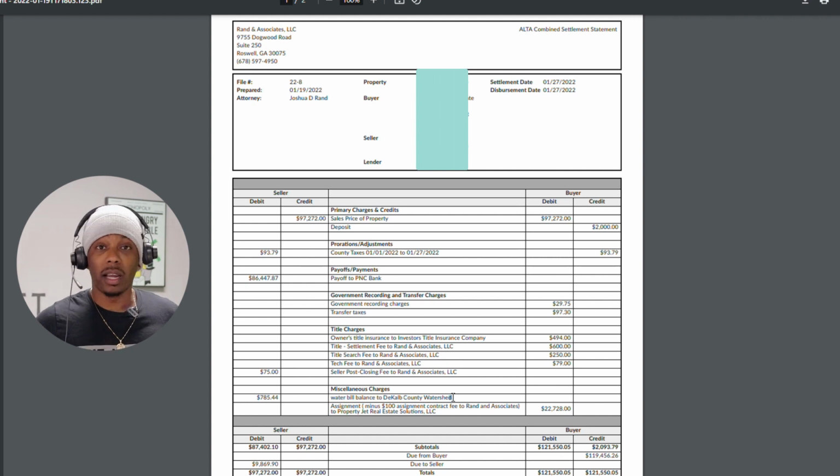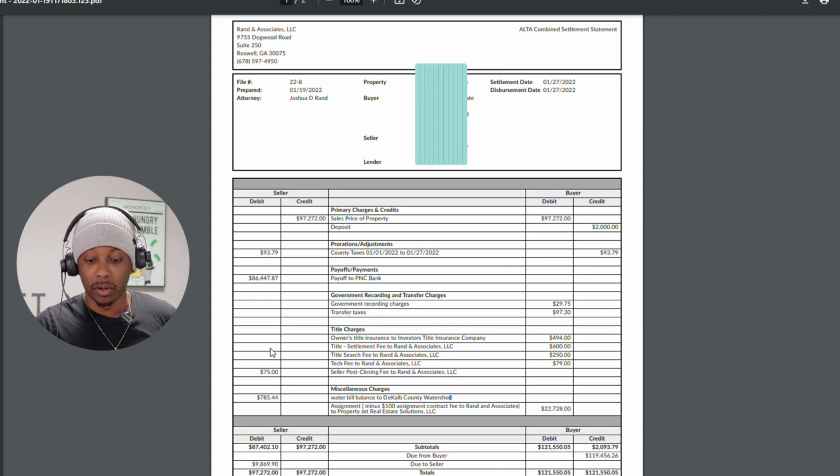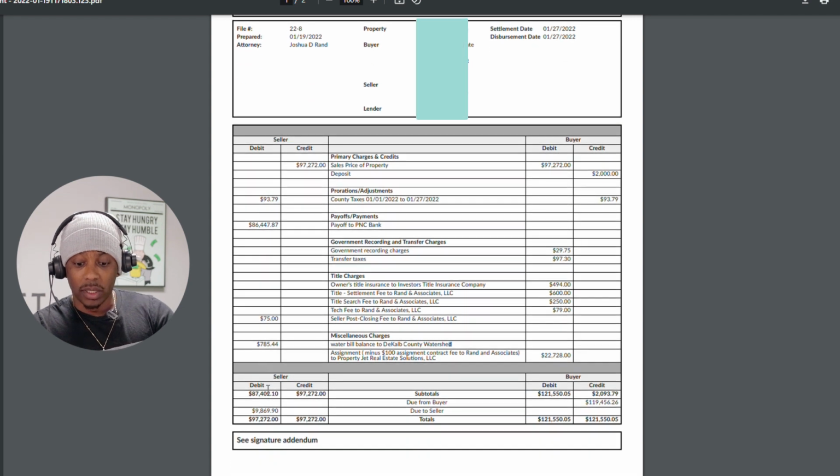So this was an unpaid water bill that the seller had over the course of who knows how long. So they have to pay that off as well, which was essentially a small lien on the property. And now we have all of our debits and we have our credit, right? So now we're gonna go into the total.